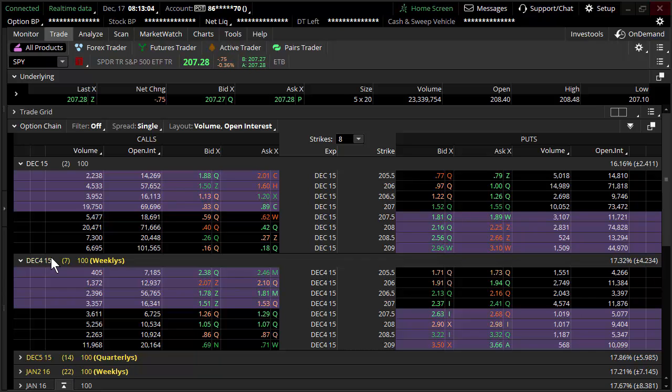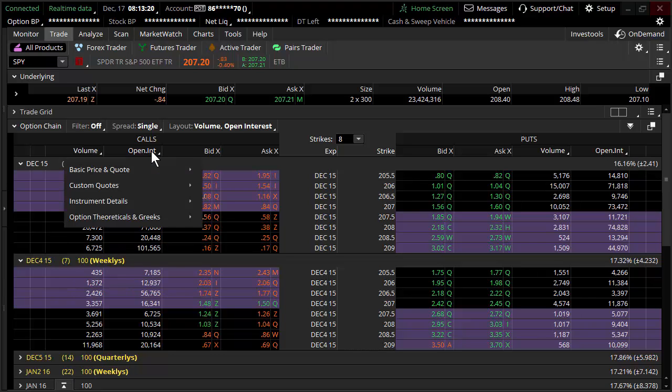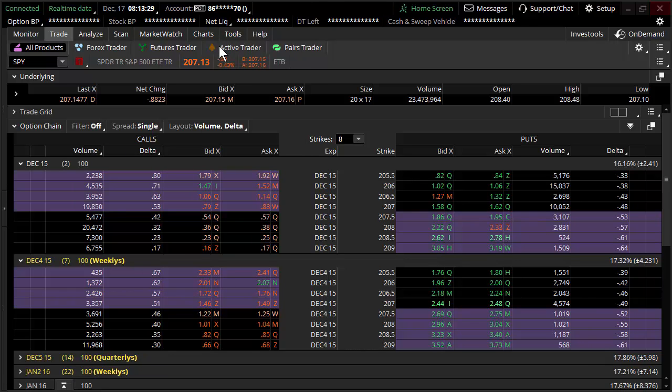One of the first things you want to do, if you're trading options around expiration, is get an understanding of how the options are going to move differently from, for instance, the 2-day expiration to the 7-day expiration. So what I'm going to do is change this open interest column over to options, theoreticals, and Greeks. One of my information layouts, I'm going to make delta.